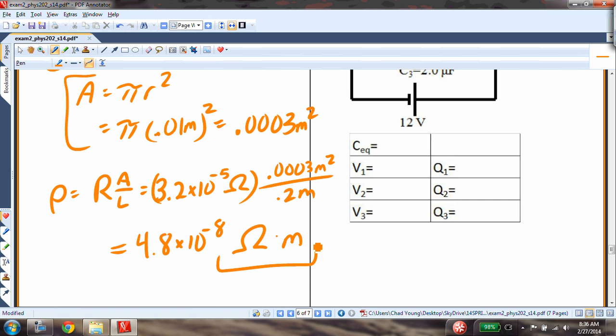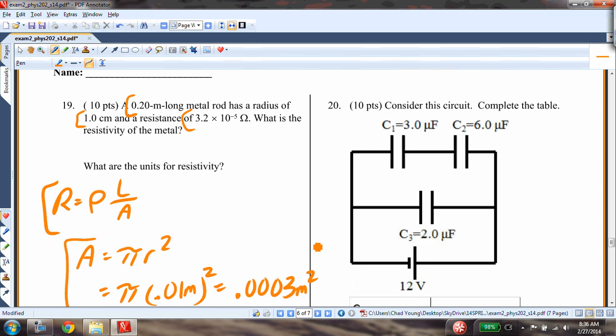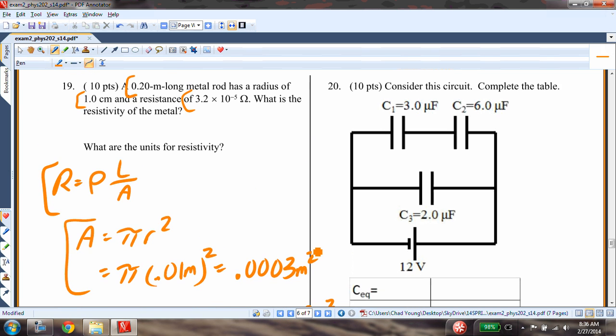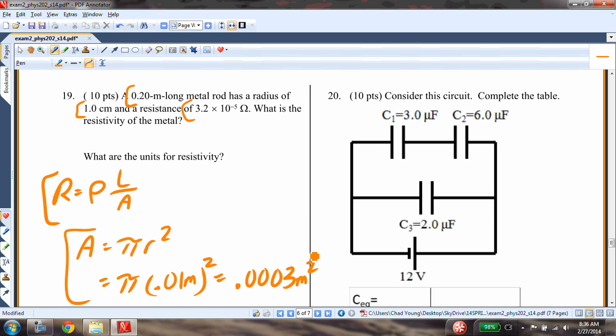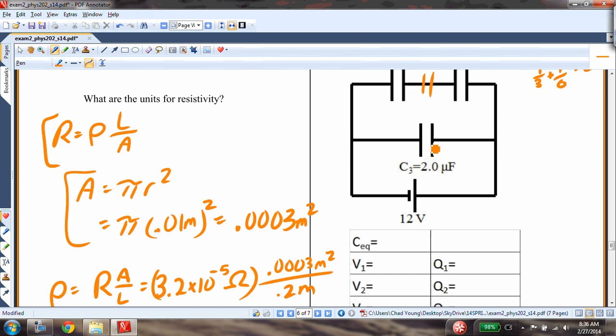What are the units of this? All right, one more question. This was a basic circuit. We did this one in class, actually, I think. First, I want to find the equivalent capacitance. I combine these two, 1 over 1 over 3 plus 1 over 6. That's equal to 2, so I replace that with a 2 microfarad capacitor. And then the equivalent is going to be 2 plus 2, which is 4 microfarads.